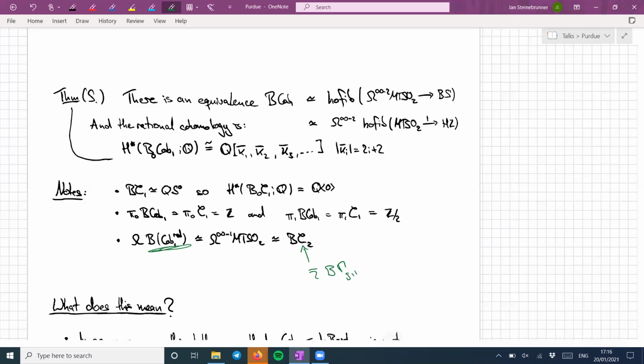Is there a map from loop of B COP1, reduced or unreduced, to BC2? I mean, they are homotopy equivalent, but is there a map? There is somehow a zigzag of functors that I think induces this map, but it's a bit odd.